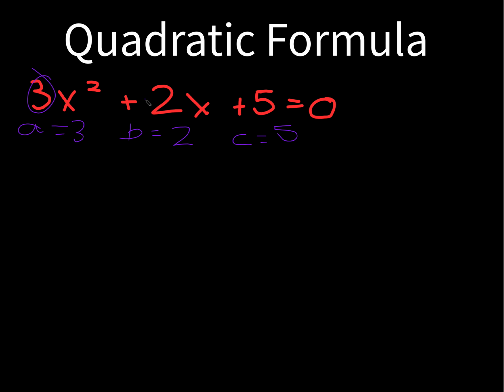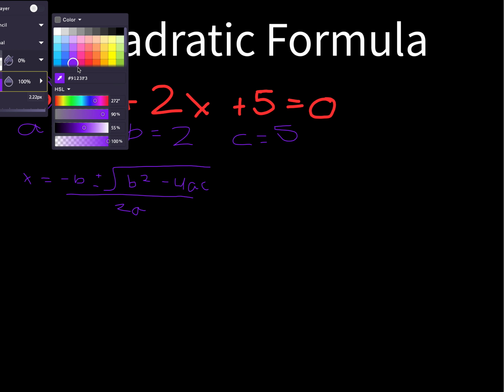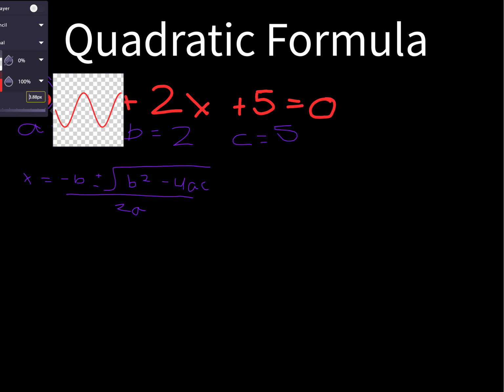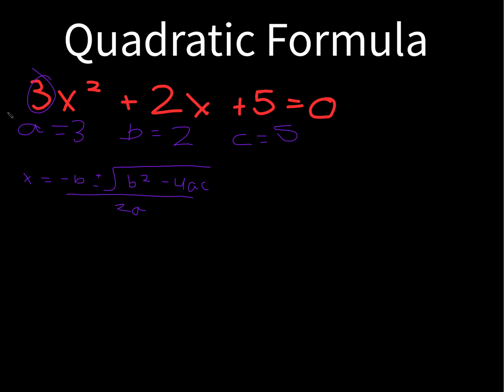I'll go ahead and write out the quadratic formula now, since our next step is going to be to plug it in. X equals negative b plus or minus the square root of b squared minus 4ac over 2a. I'm going to switch this back to red just so we can distinguish that we're using our original equation now, the a's, b's, and c's that we got from it.